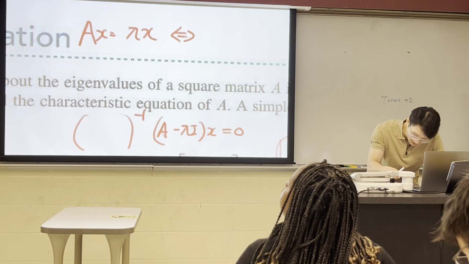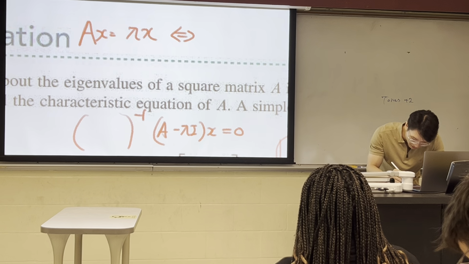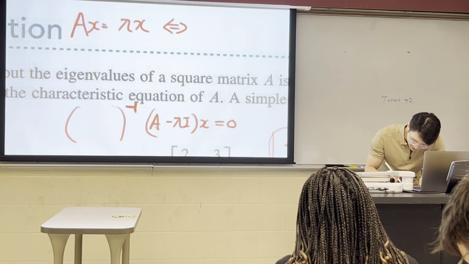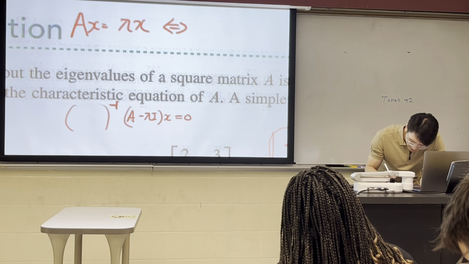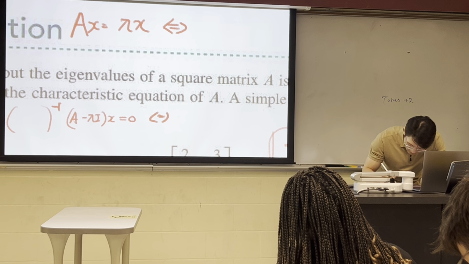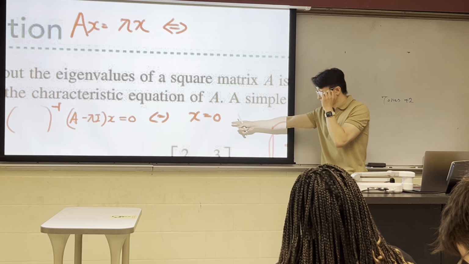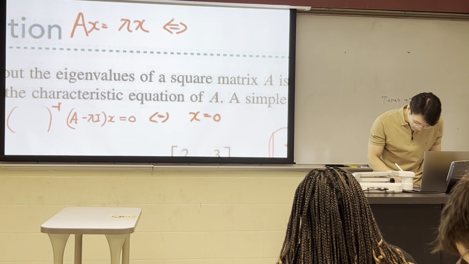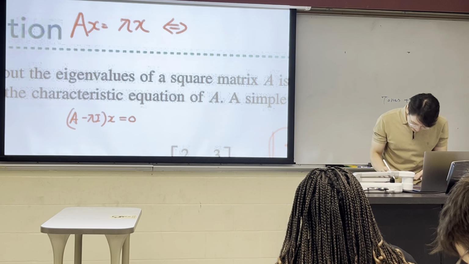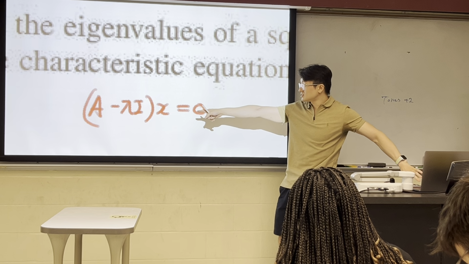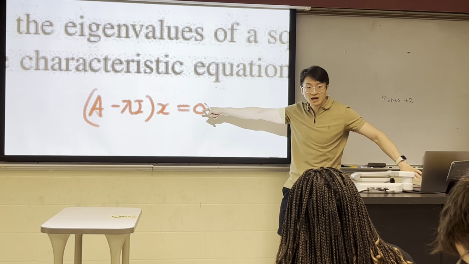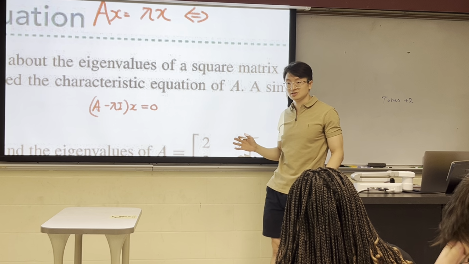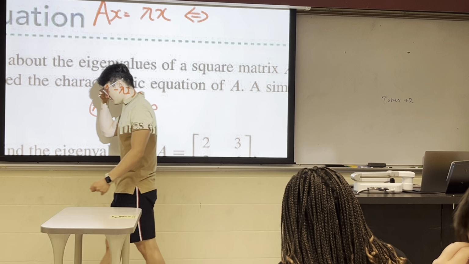As Mason said, I invert this and multiply both sides by the inverse, and what I get is x equals 0. That's the trivial solution. So if I go backward, if A minus lambda I is invertible, then I'm going to have the trivial solution for sure. That means I shouldn't have an invertible matrix.